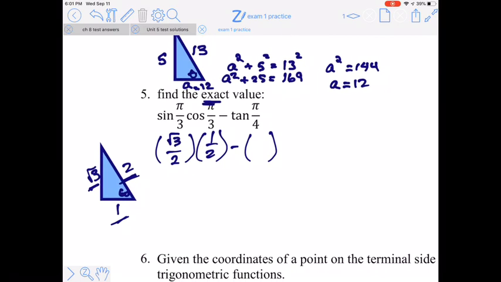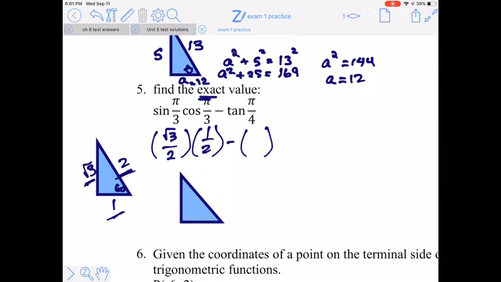Pi fourths is 45 degrees. So if you wanted to use triangles, you wouldn't use the 30, 60, 90 because that doesn't contain 45 degrees. So you want the other special triangle, 45, 45, 90. And that one is 1, 1, square root of 2. And then tangent is opposite over adjacent.